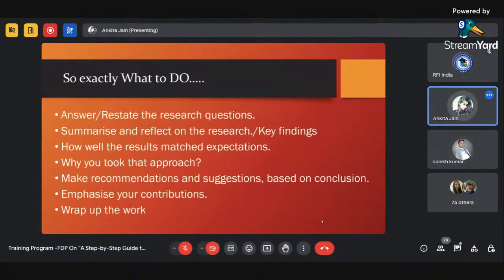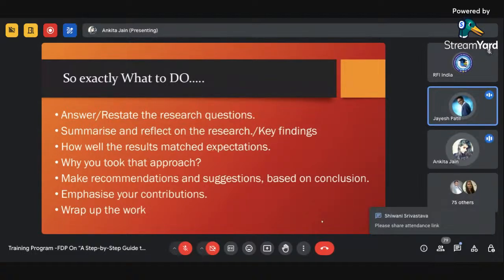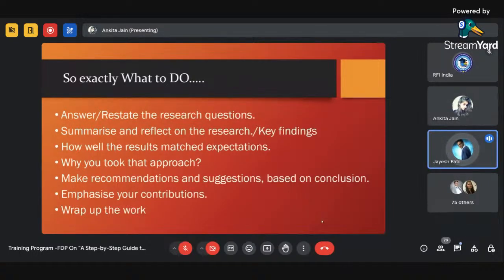Recommendations, suggestions, based on the conclusion. Ma'am, sorry to disturb you. Hello. Yes, tell me. Sulek sir, can you please mute your mic? Actually, I'm not understanding all the things. Sulek sir, hello. Thank you, ma'am.